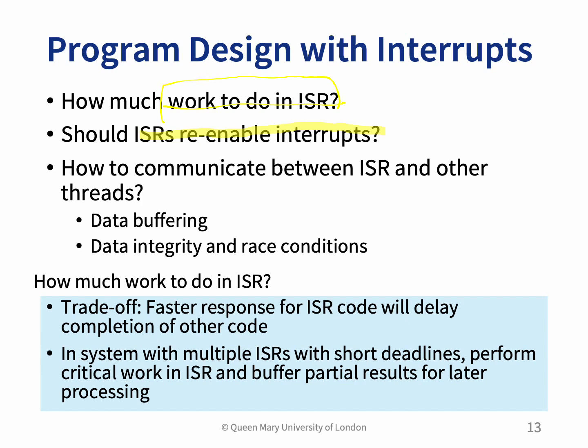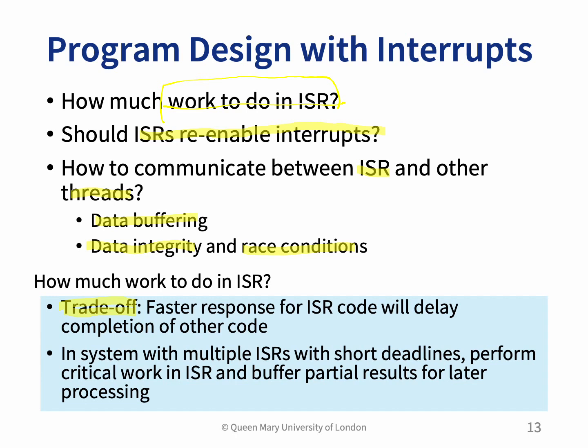How to communicate between the ISR and other threads. So the communication mechanism is very important as well, especially in data buffering, right? And also remember that we need to ensure data integrity and, if possible as well, prevent race conditions. So basically, how much work we need to do in the ISR, you need to think about the trade-off, because we can't really say anything is perfect.